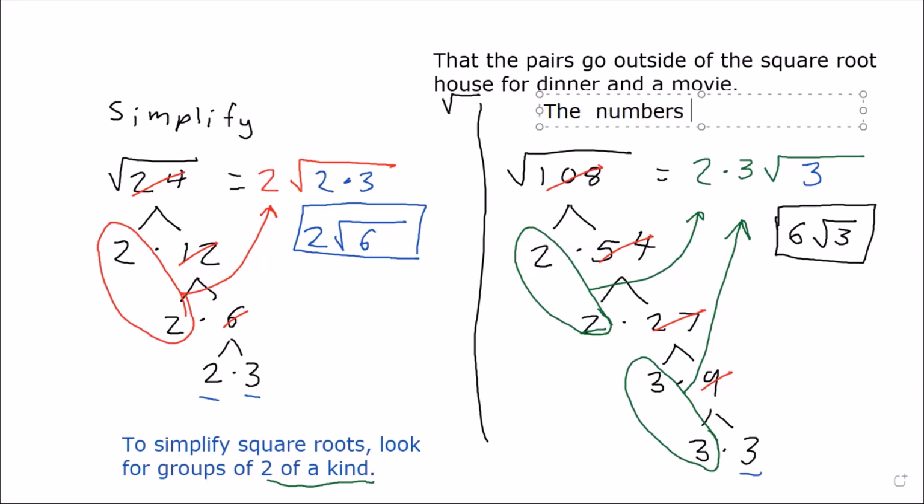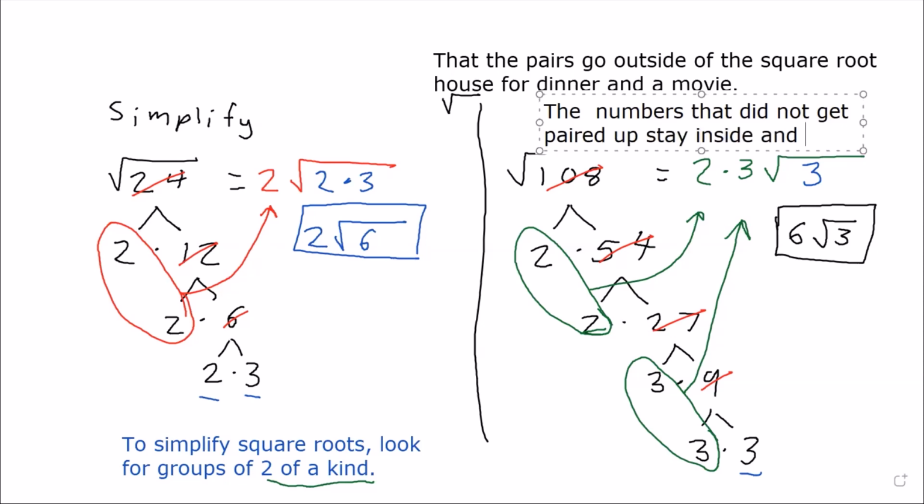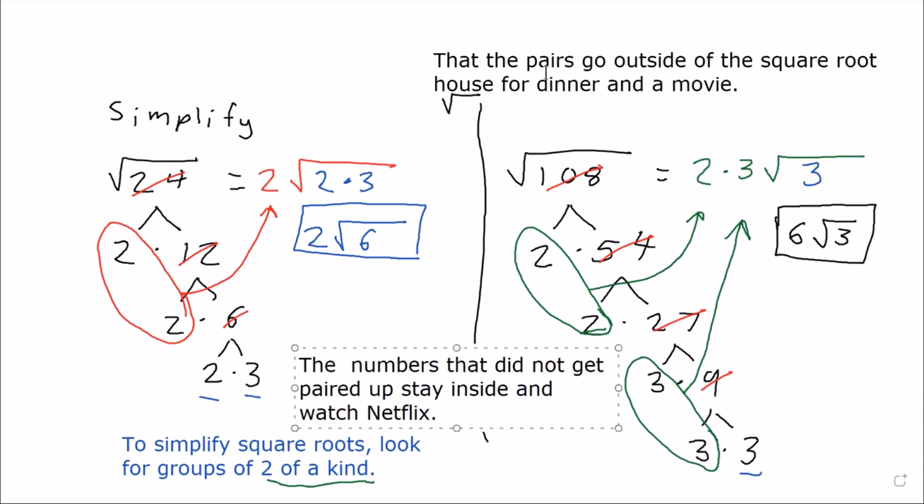The numbers that did not get paired up stay inside and watch Netflix. So where should I write that? I'll stick it right there where I have room. The pairs go outside of the square root house for dinner and a movie. The numbers that did not get paired up stay inside and watch Netflix. Silly, but maybe it helps you remember how to do these.